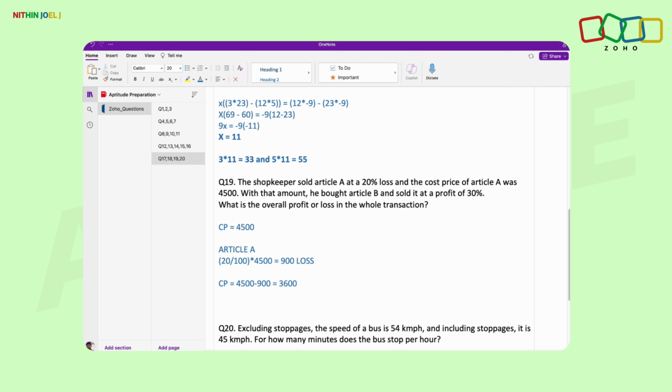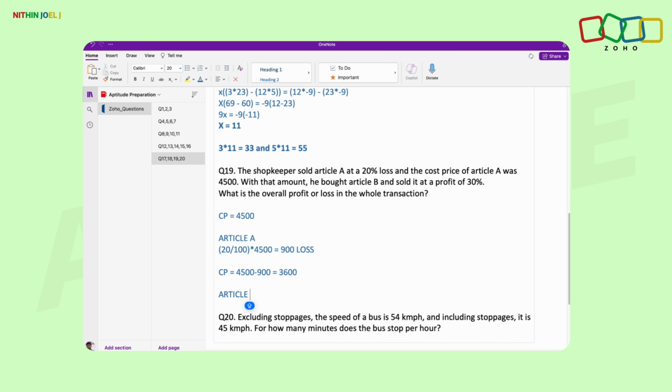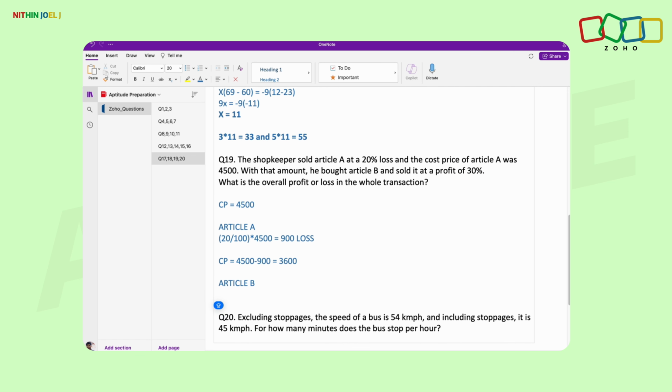So article B, now he sold it for 30%, right? So 30 divided by 100 into the cost price, which is 3,600, which is equal to 1,080, which is the profit for him.